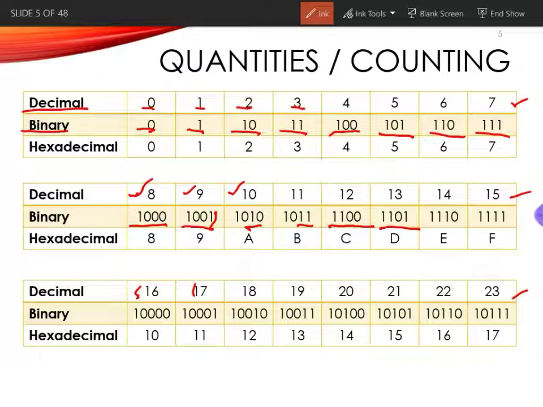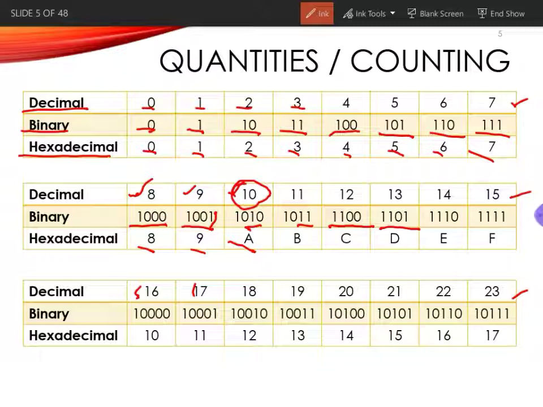All right. So the next thing is with hexadecimals. It gets kind of interesting because we are now using 16 options for the digits. So we go from 0, 1, 2, 3, 4, 5, 6, 7, 8, 9, and then 10 is A.